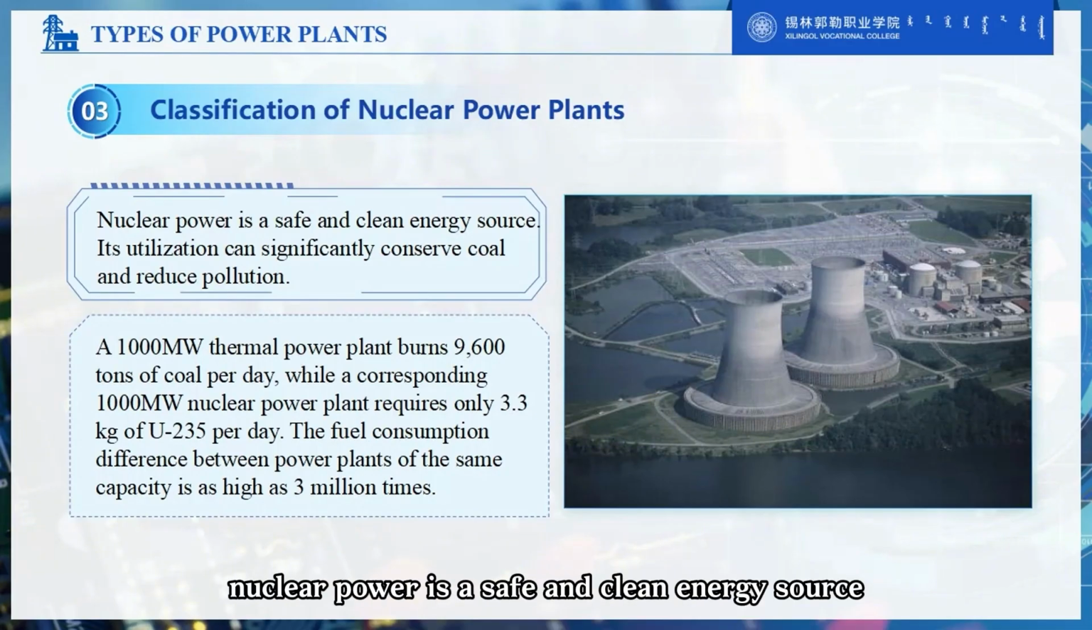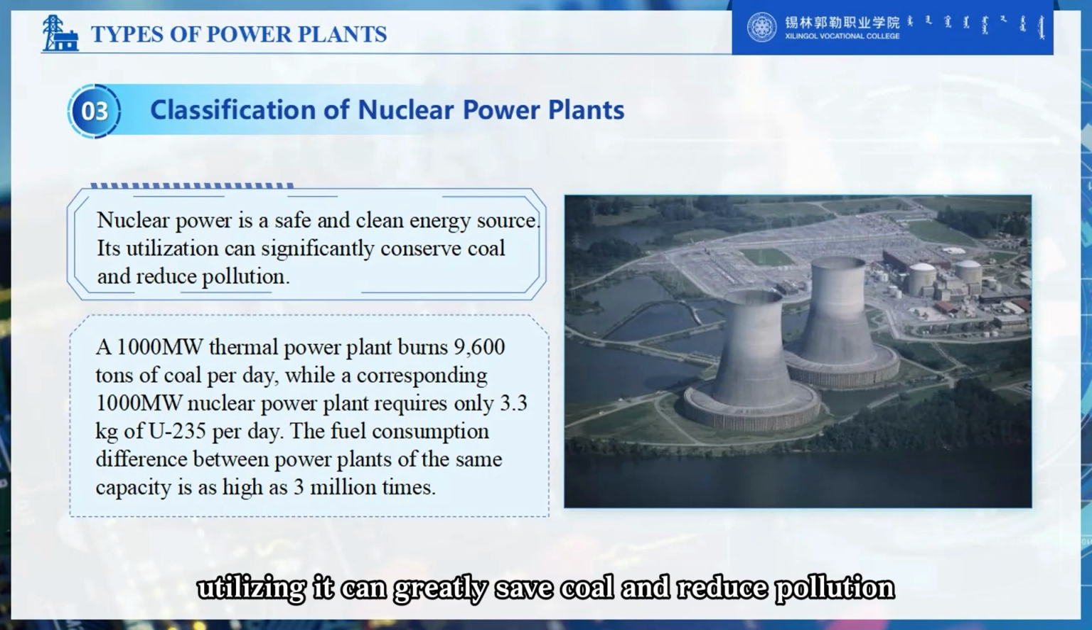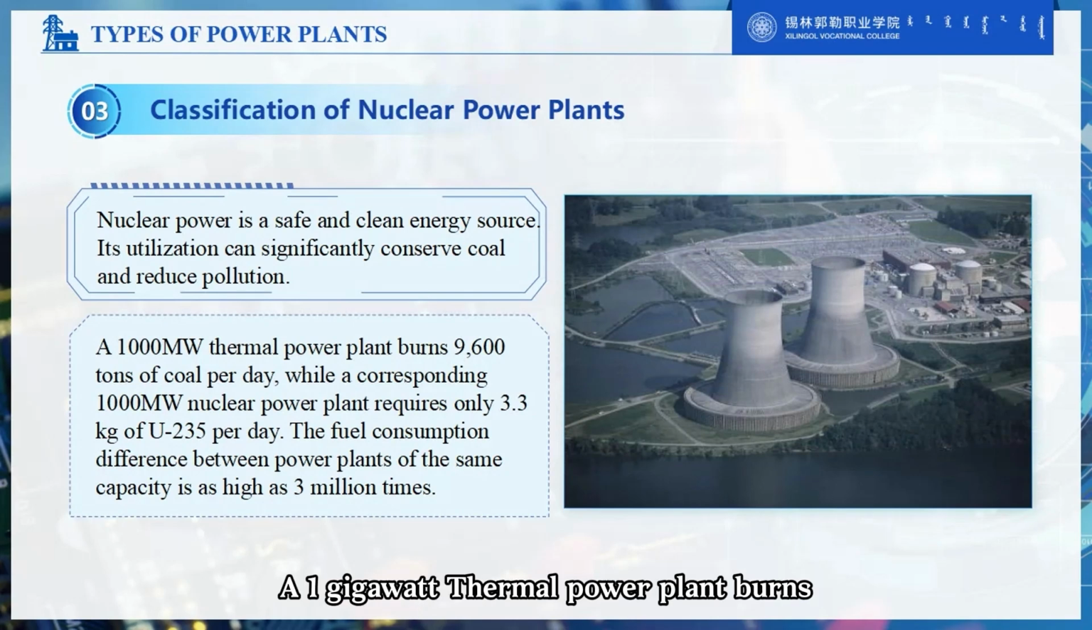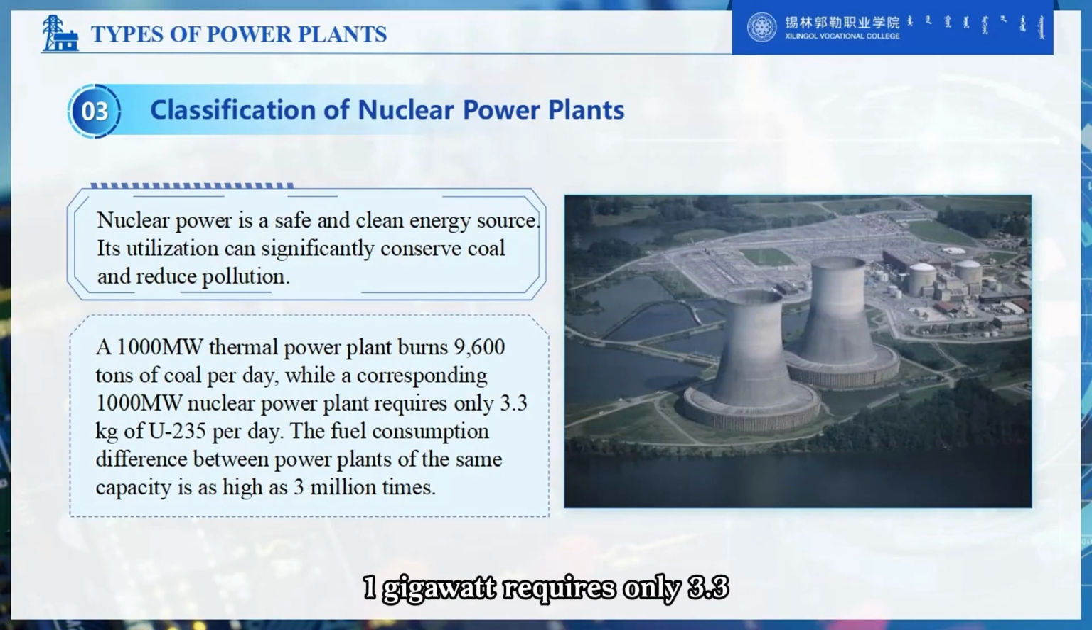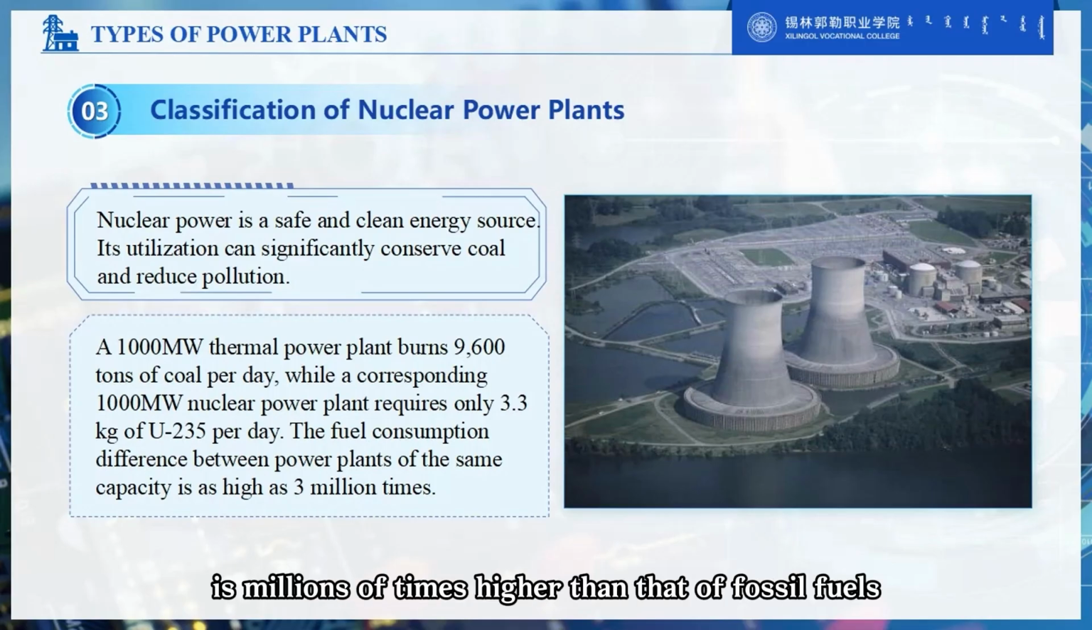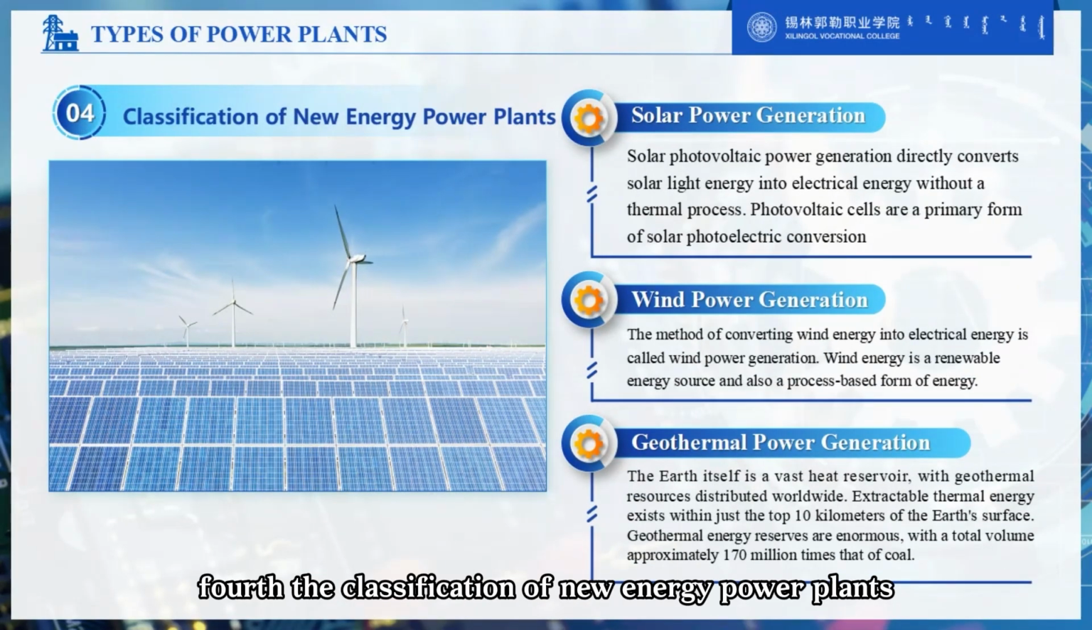Nuclear power is a safe and clean energy source. Utilizing it can greatly save coal and reduce pollution. A 1 gigawatt thermal power plant burns 9,600 tons of coal per day. In contrast, a nuclear power plant of the same capacity, 1 gigawatt, requires only 3.3 kilograms of U-235 per day. The difference in fuel consumption for plants of the same capacity is 3 million times. From the perspective of energy density, the energy density of nuclear fuel is millions of times higher than that of fossil fuel. Fourth, the classification of new energy power plants.